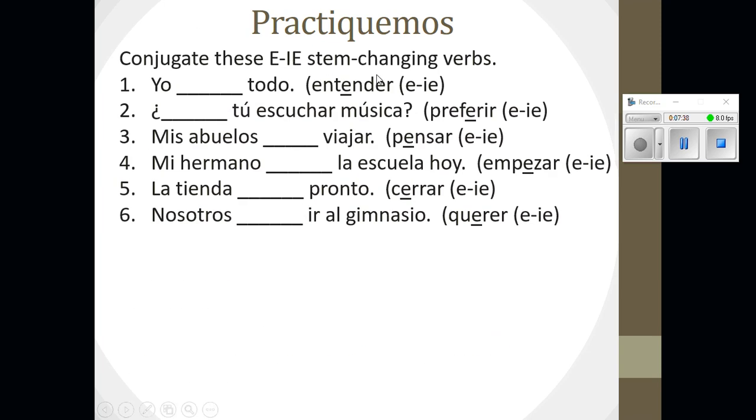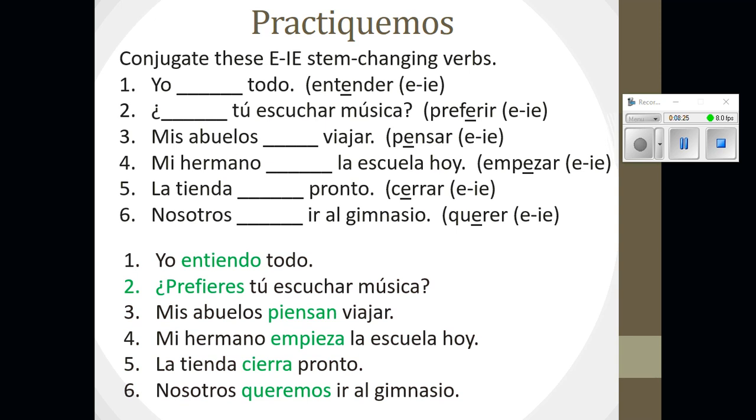Practiquemos. Conjugate these E to IE stem changing verbs. Okay, the first one wants us to write, I understand everything. Entender means to understand. We need to conjugate this verb and stem change it in order to match the yo form. Because we know that we have to stem change in all forms except nosotros and vosotros, we will write ENT, then we will change this E and mark it IE. Then we'll write ND so that we get the entire stem back, okay? And then we notice that yo is the subject, so drop the ER and add O. Entiendo. Yo entiendo todo. I understand everything. Pause the video and fill in 2 through 6.